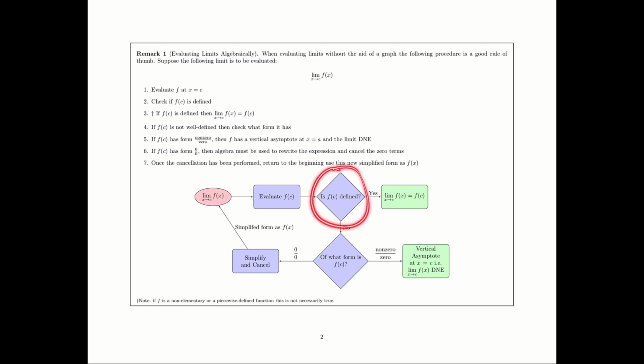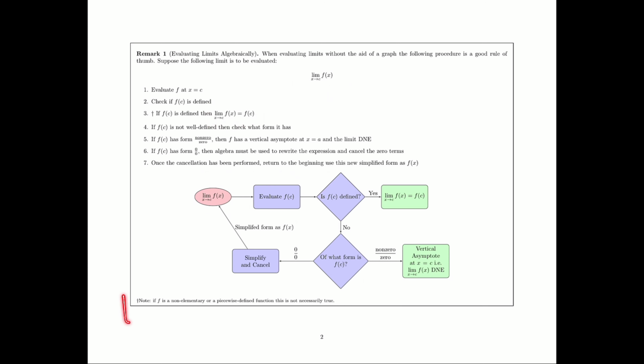check and see if this is defined, right? So this is where we're starting right here. Well, sorry, we're starting right here. So we move to evaluating f of c. This is step number 1. And then here we're going to do a check. This is a question. Is it defined? If it is defined, okay, then the limit exists and equals that value.